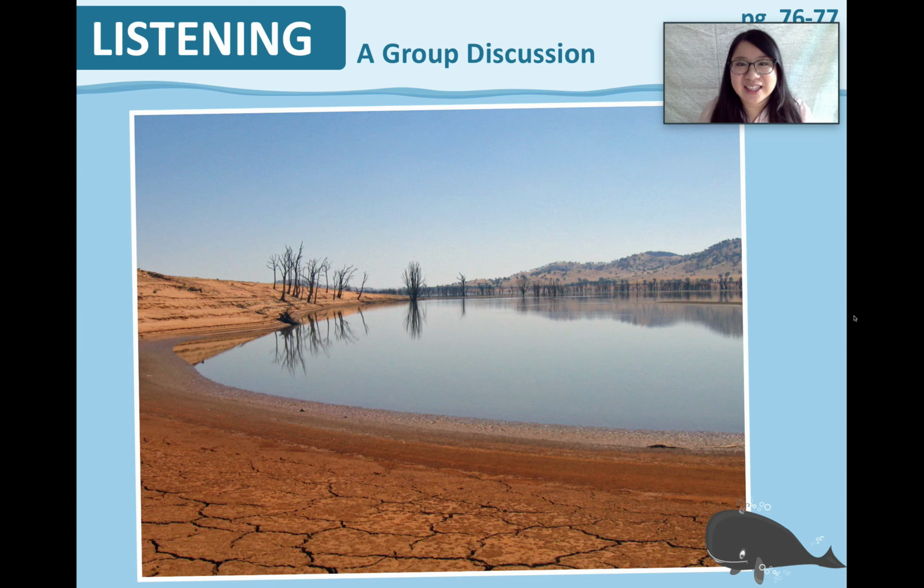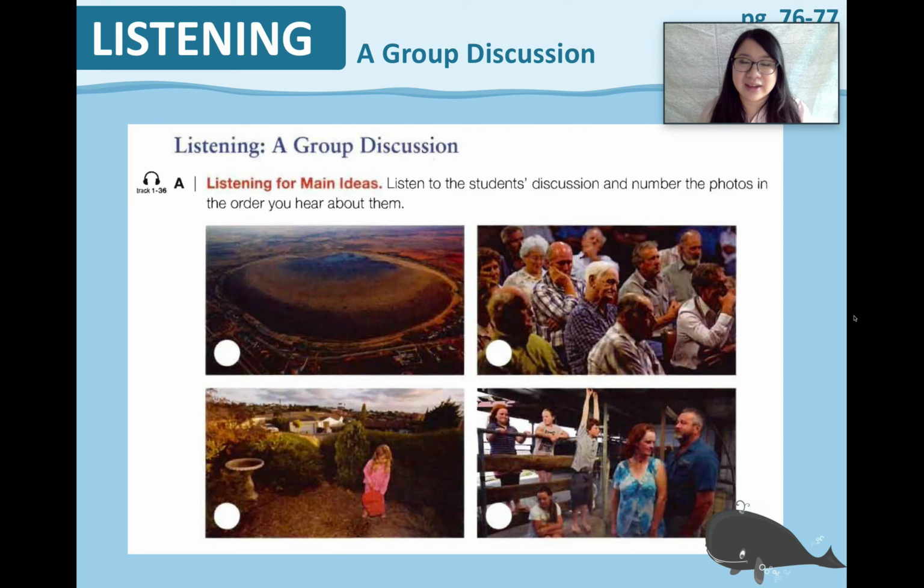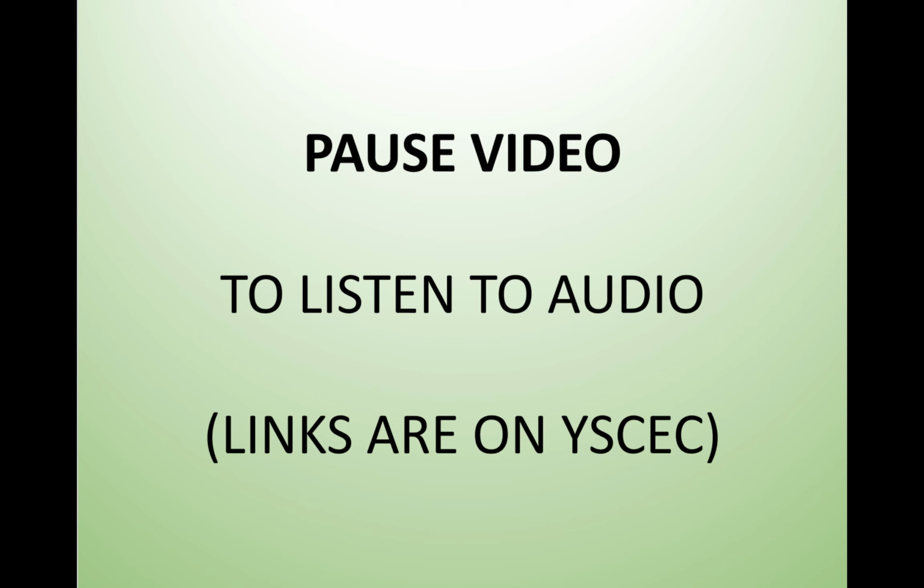So, today's listening is a group discussion. In your textbook, you will see 4 photos. The first time that we listen, please listen to the main ideas. Look at the photos. What are the photos about? Then, after we listen, number each photo in order of when they are discussed in the audio. When you come back, we'll check your answers.